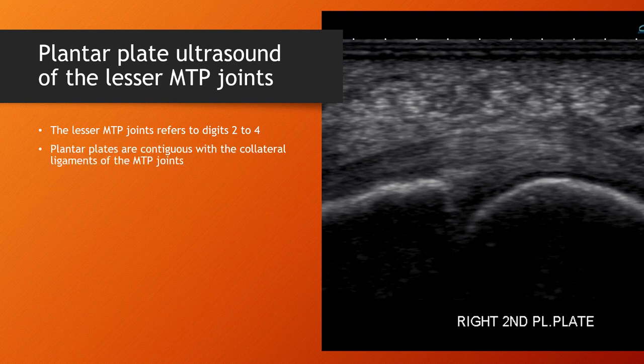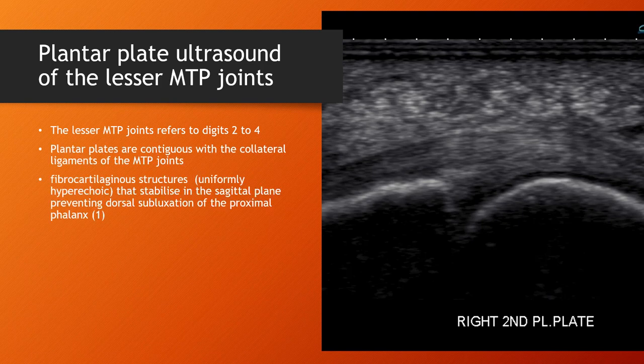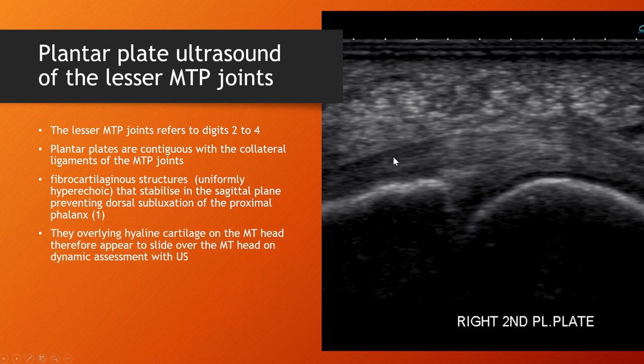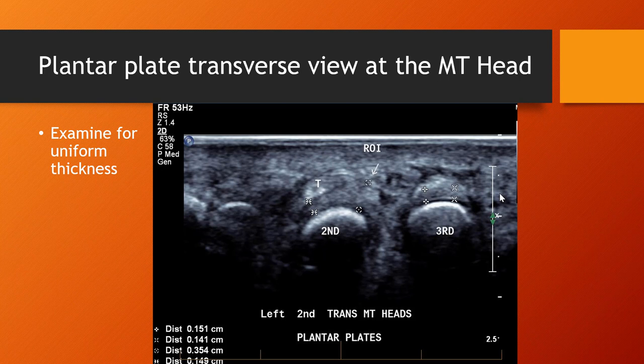So the lesser MTP joints, we've talked about how that refers to toes 2 to 4. The plantar plates are contiguous with collateral ligaments. We know what they do. They prevent dorsal subluxation, and they're overlying this nice hyaline cartilage here on the metatarsal head. So that will give the plantar plate the appearance of slipping and sliding over the metatarsal head on dynamic ultrasound. And we know disruption produces pain in the forefoot, and quite often that pain will mimic the same pain for Freiberg infarction, for avascular necrosis, for metatarsal stress fracture, and also for Morton's neuroma and bursitis.